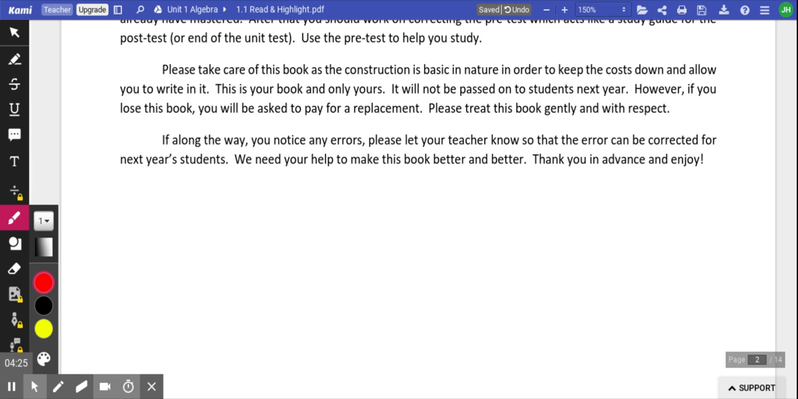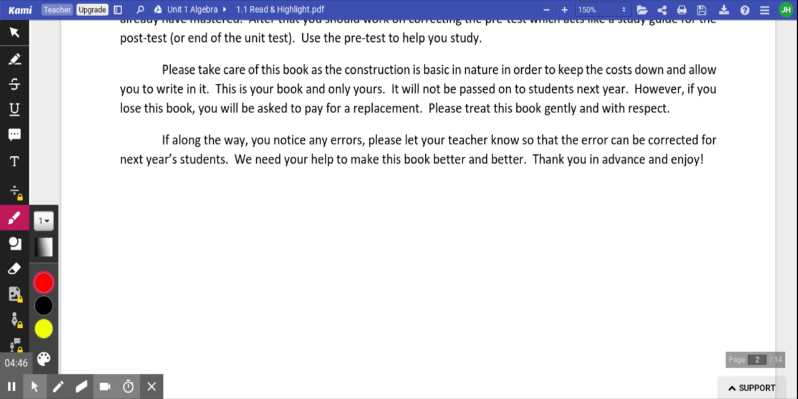However, if you lose this book, I'm not going to ask you to pay to replace it, because you're also going to have a digital copy online, so you can see every section and you can just reprint it if you happen to lose it. Please treat this book with respect.